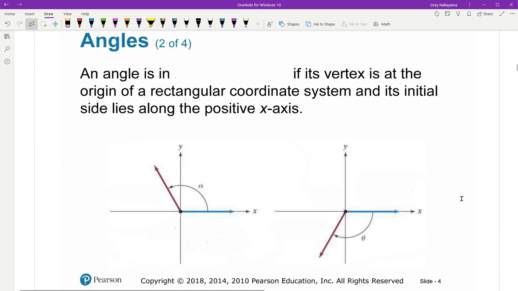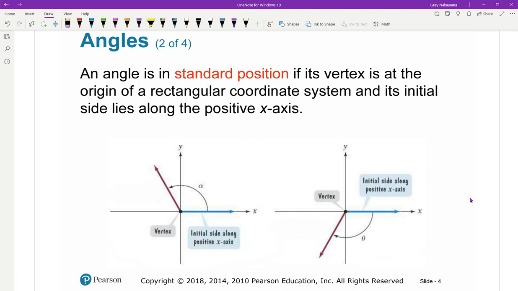So we talk about an angle being in standard position if the vertex is at the origin and it has an initial side on the positive x-axis. So both of these, the blue one, the initial side's on the positive x-axis. It does not matter where the terminal side is. So standard position, vertex at the origin, initial side on the positive x-axis.